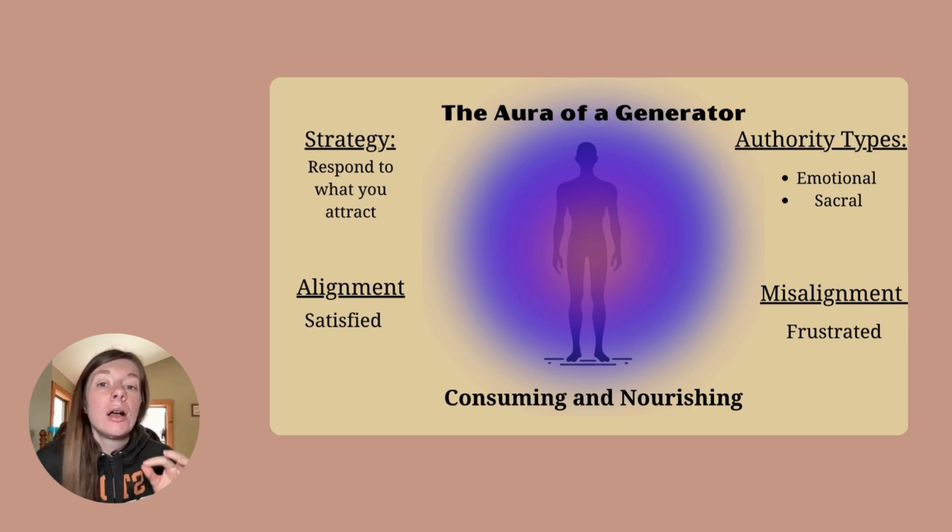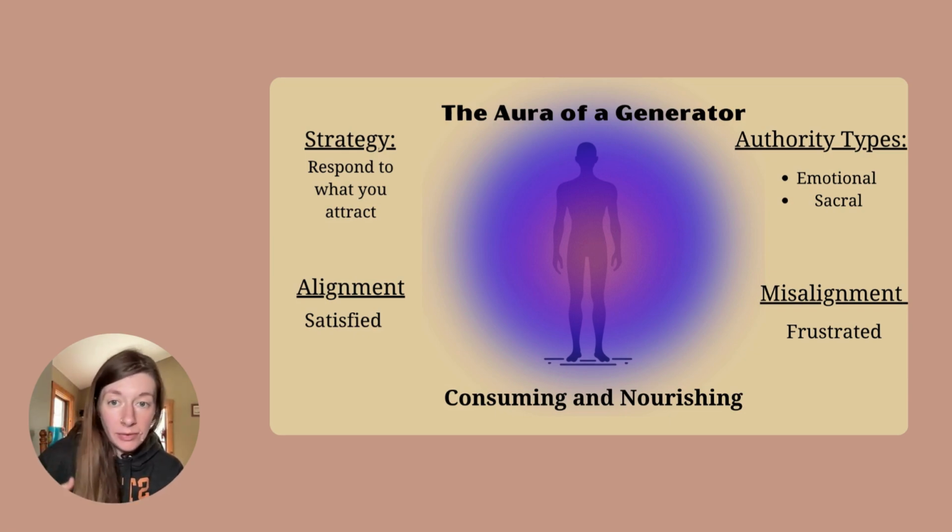Okay. The strategy and authority types right there, we will get into that down the road in just a little bit after we go through these aura types. But just take note, if you're a generator, there are two authority types available. So 50-50. 70% of people are some type of generator, and about half of that is pure generator like this.